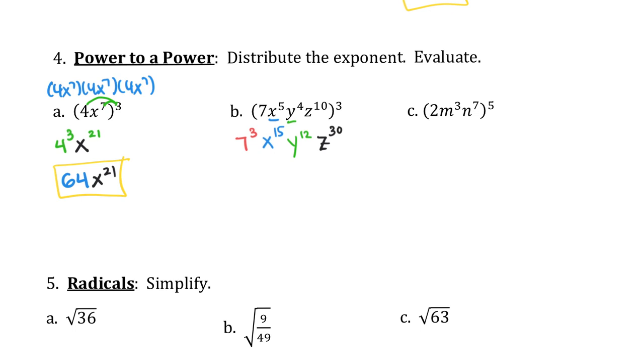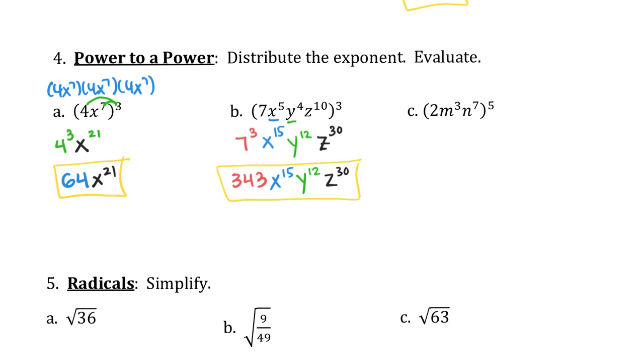What is 7 to the 3rd? It is 343. So the answer is 343 x to the 15th, y to the 12th, z to the 30th.